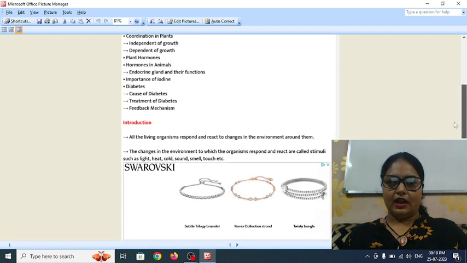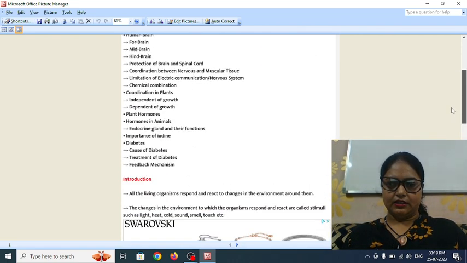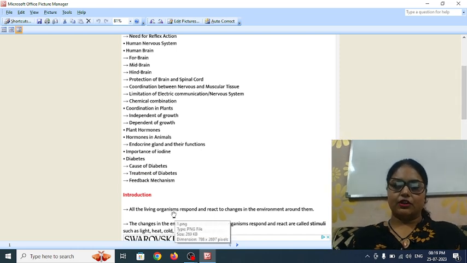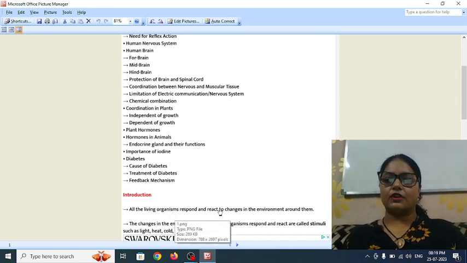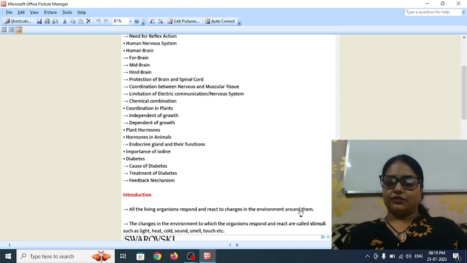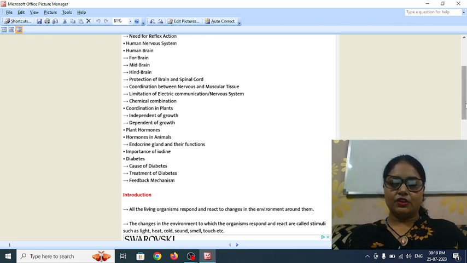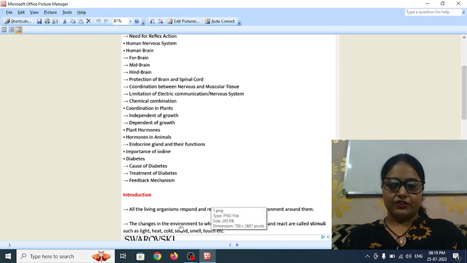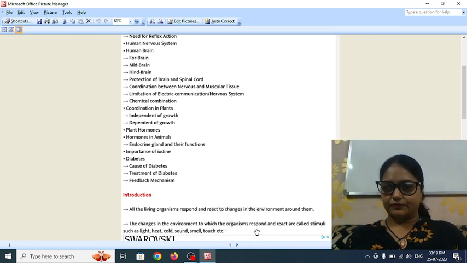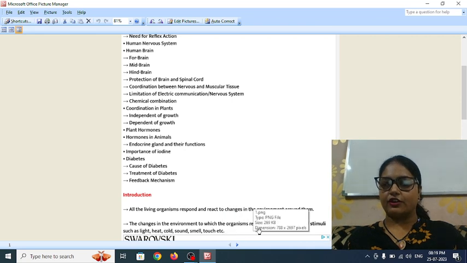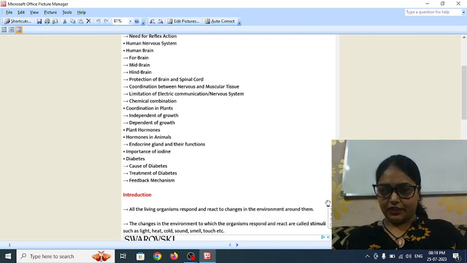So here our first topic, introduction, is, as you know, that all living organisms respond and react to the change in their environment around us. As you know, when an animal is hunting another animal, they are running after them, so they are responding towards their food. Now the change in the environment to which the organism responds and reacts is called the stimuli.